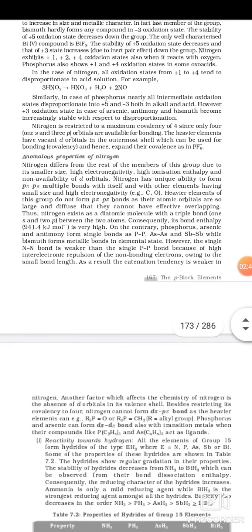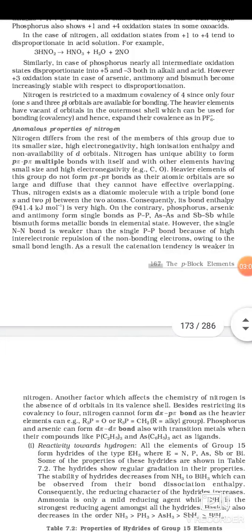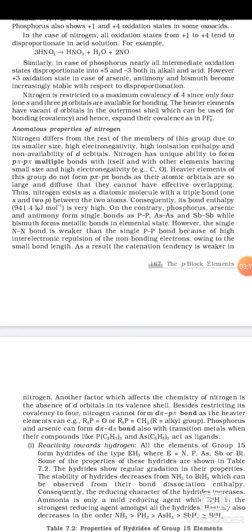Nitrogen differs from the rest of the members of this group due to its smaller size, high electronegativity, high ionization enthalpy, and non-availability of d orbitals. Nitrogen has a unique ability to form p-pi multiple bonds with itself and with other elements having small size and high electronegativity, that is carbon and oxygen. However, the other elements of this group do not form p-pi bonds, as their atomic orbitals are so large and diffuse that they cannot have effective overlapping.